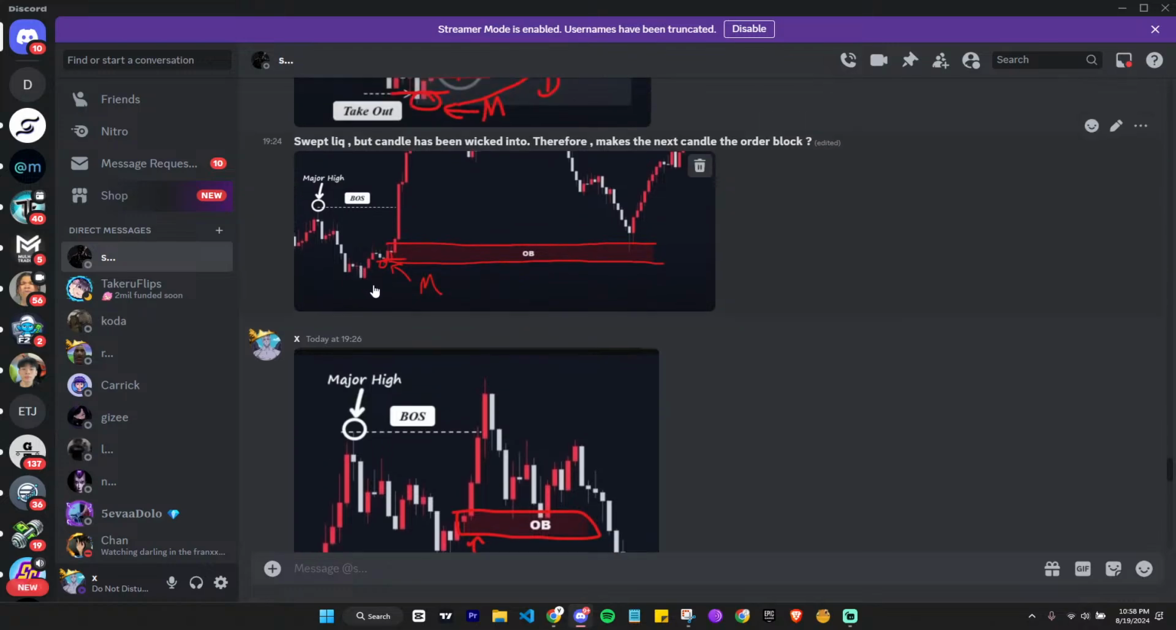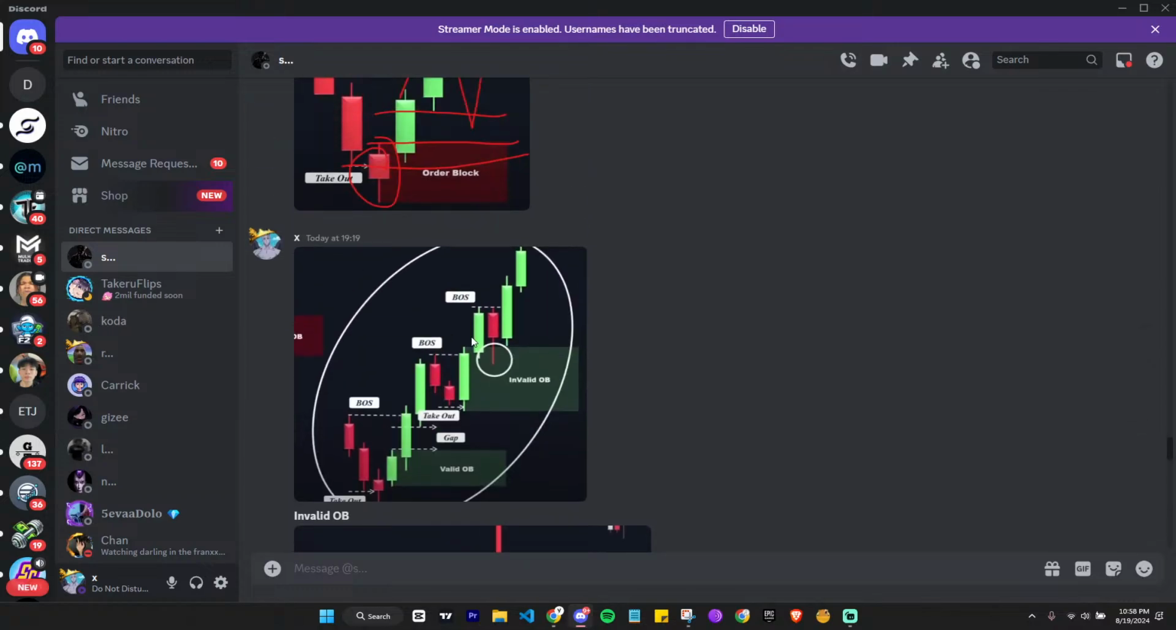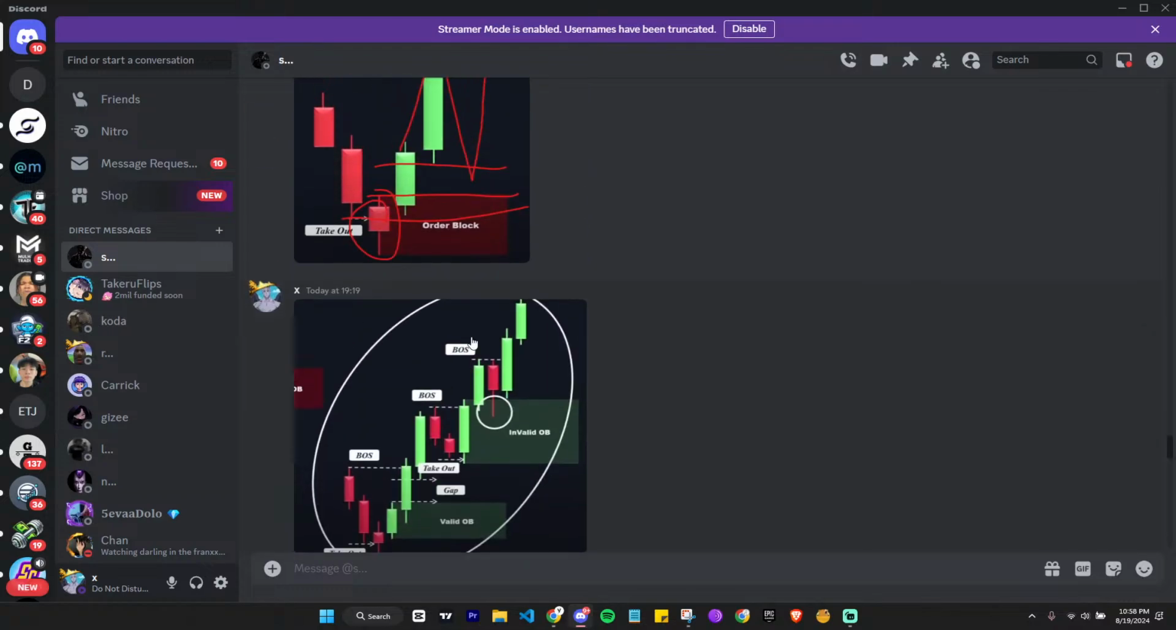This sweeps liquidity right here. We see this fair value gap, taps back into it, then goes higher. This confirms the fact that this is an order block, because this doesn't displace inside. Therefore, you can go higher from here. There's an order block right here as well. But there's another order block over here. It's all about retesting a bunch of price levels and probabilities, to be honest.